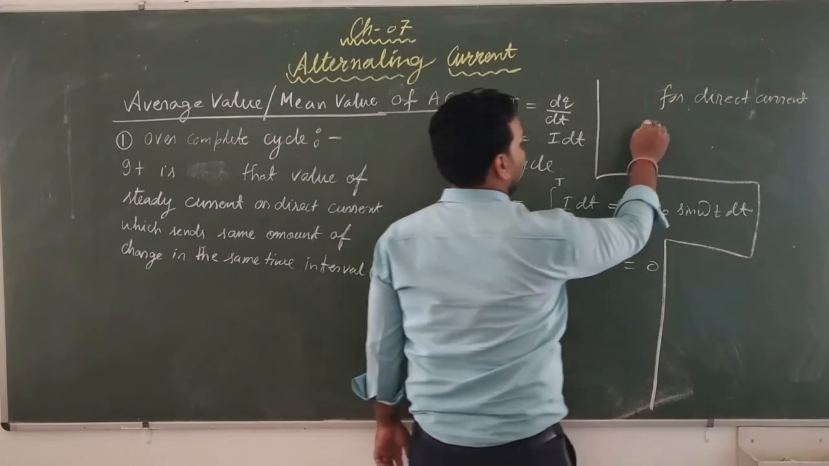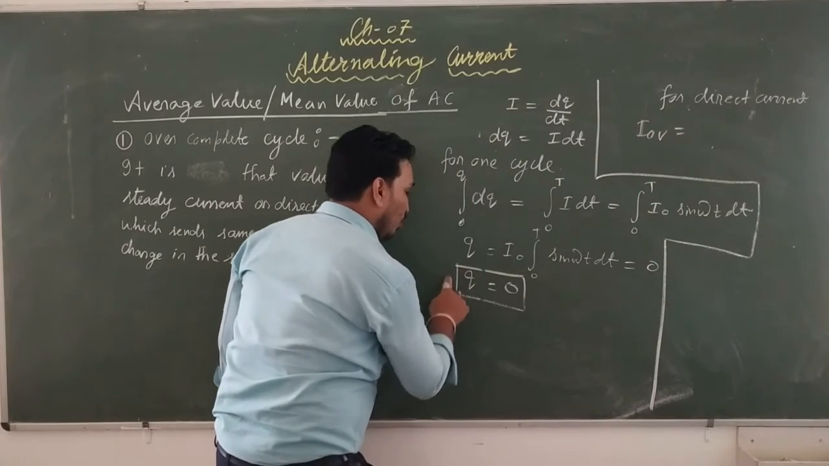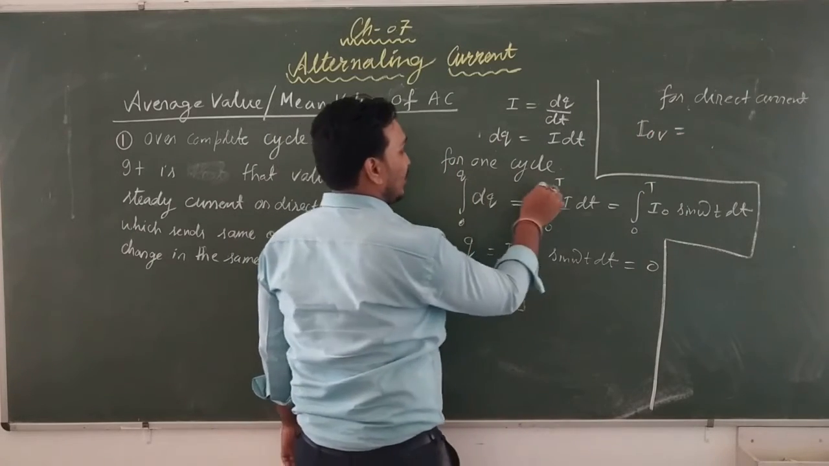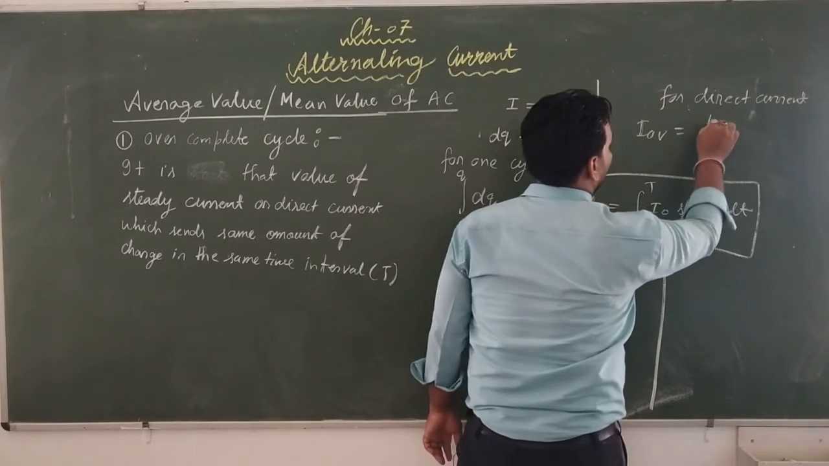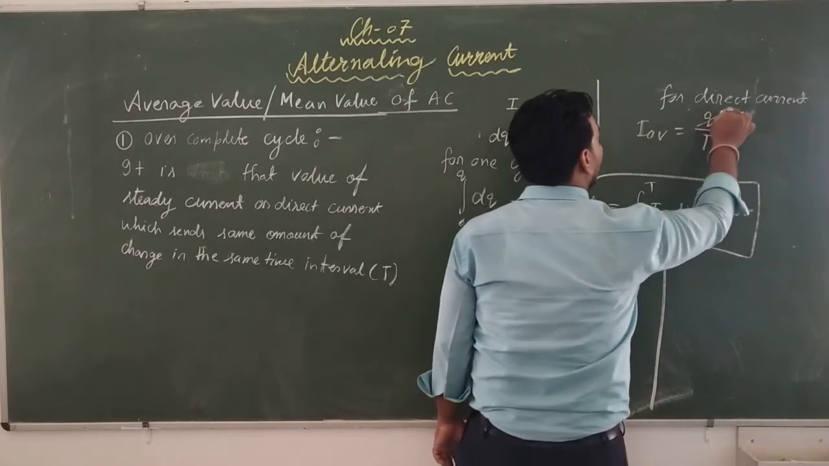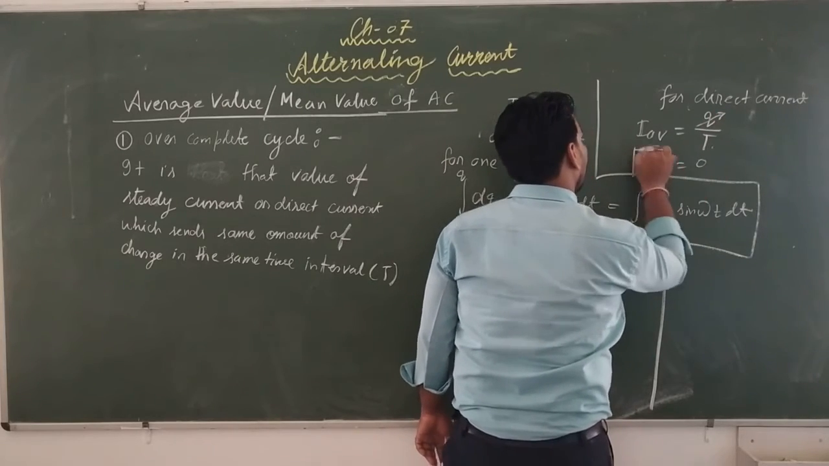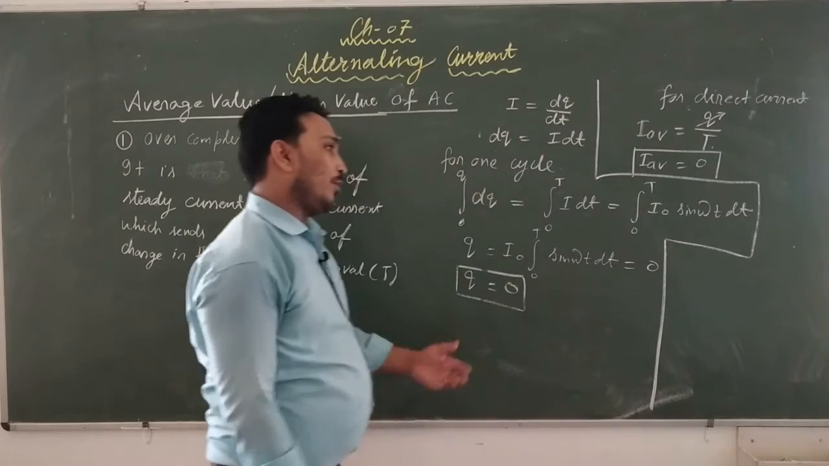So what are we going to say? I average is equal to this amount of charge over this time interval, capital T. So Q upon capital T. But here that Q is 0. So I average over one complete cycle comes out to be 0.